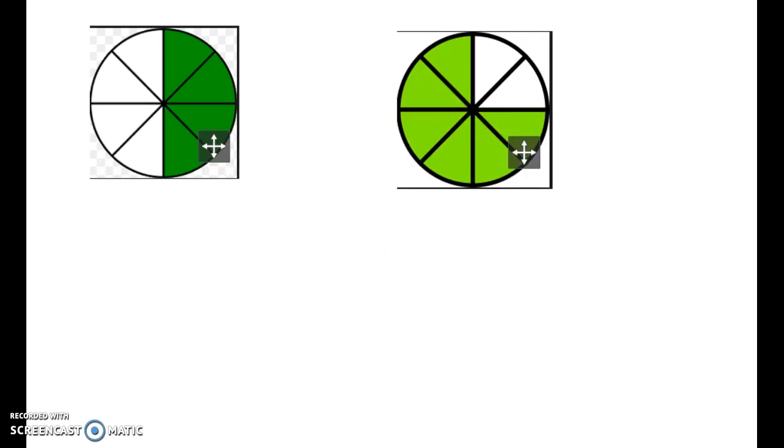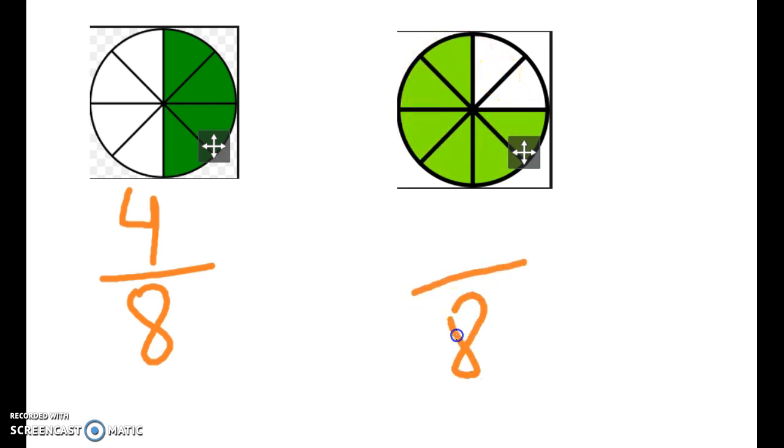The first thing we need to do is look at the picture and name the fraction. So in the first picture, I want to first start by counting the total number of slices my whole is broken into. 1, 2, 3, 4, 5, 6, 7, 8, which means my denominator would be 8. How many are shaded in? 1, 2, 3, 4, giving me the fraction 4/8. If I look at my next picture, it is broken into 1, 2, 3, 4, 5, 6, 7, 8. So this whole is also broken into 8, and there are 1, 2, 3, 4, 5, 6 shaded.